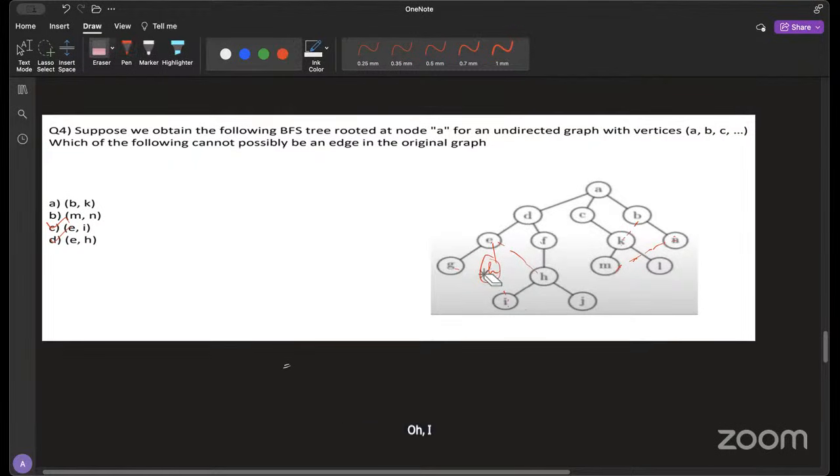I didn't understand this. Can you just explain this again? Which one are you confused about? E and H, or E and I in particular? E and I is fine. Got the others. Only E and H, if you can explain.